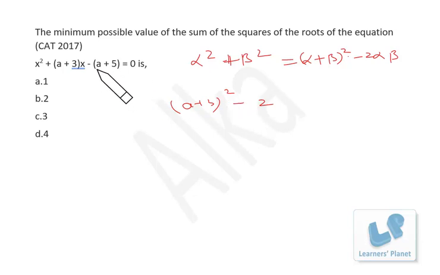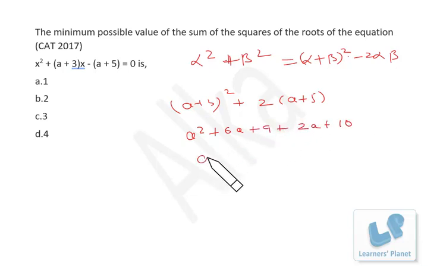So here it is minus a plus 5, so it will be converted to positive a plus 5, right? And we have to find the minimum value of this. So we can expand this: a square plus 6a plus 9 plus 2a plus 10. So here it is a square plus 6 and 2, 8a plus 18. Okay, I convert that to x square, so then we can differentiate it easily. Whether you find the value of x or a doesn't matter, right?